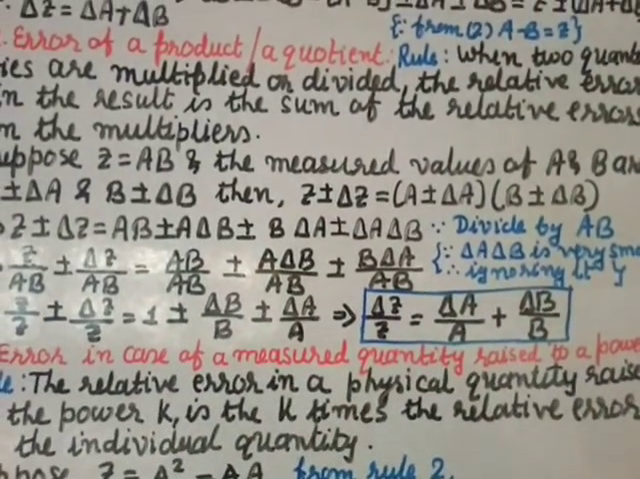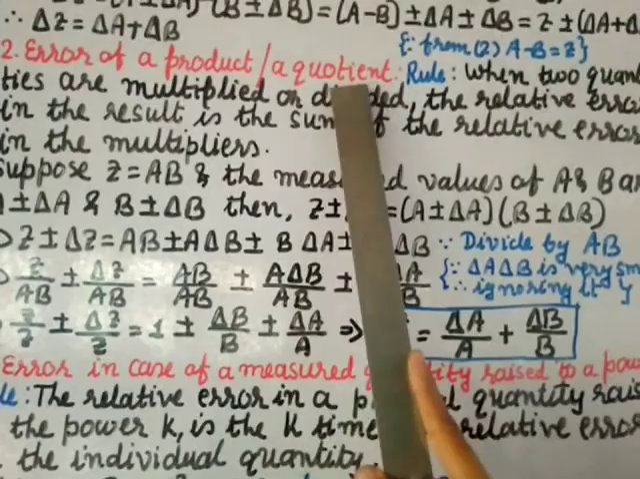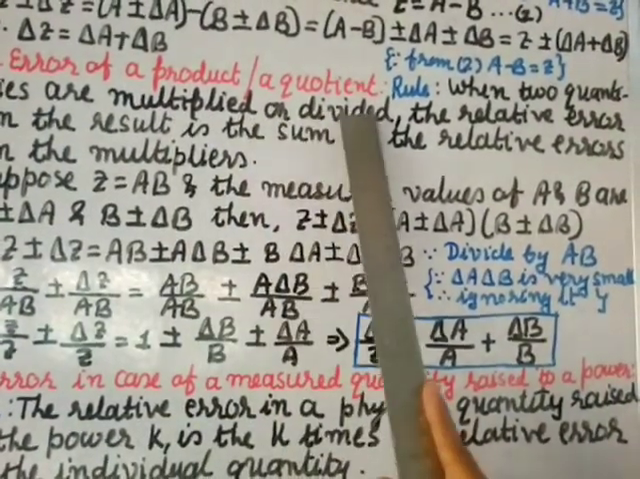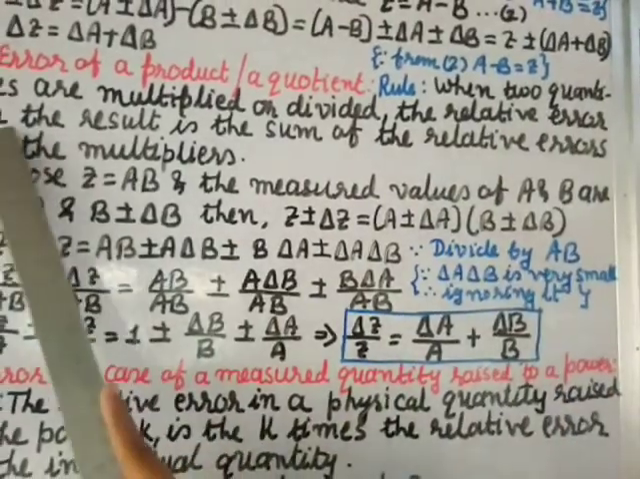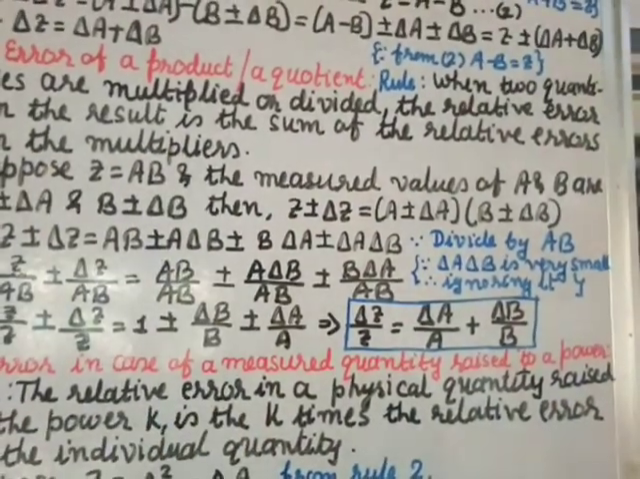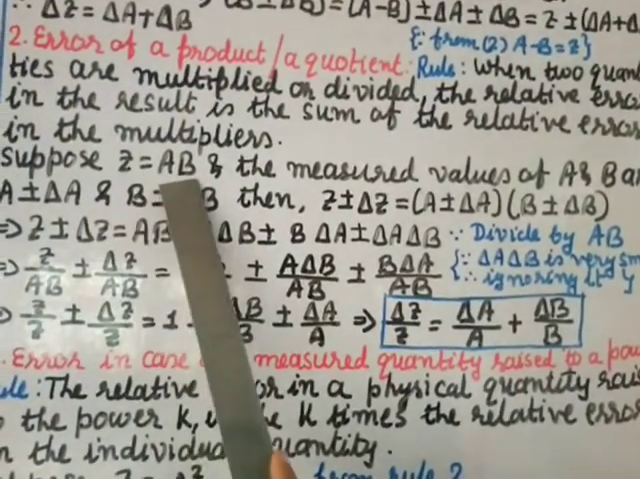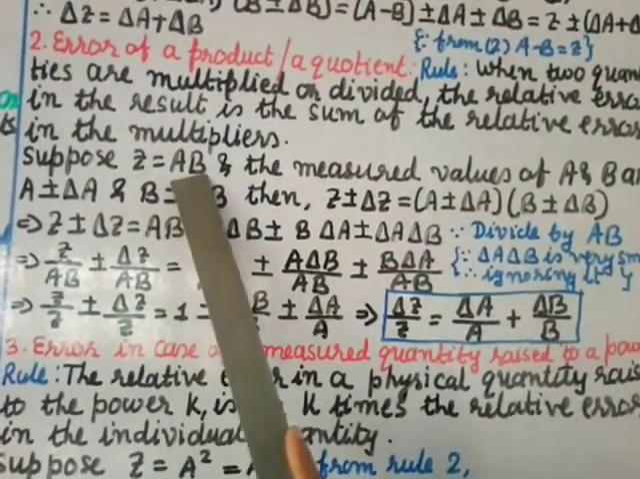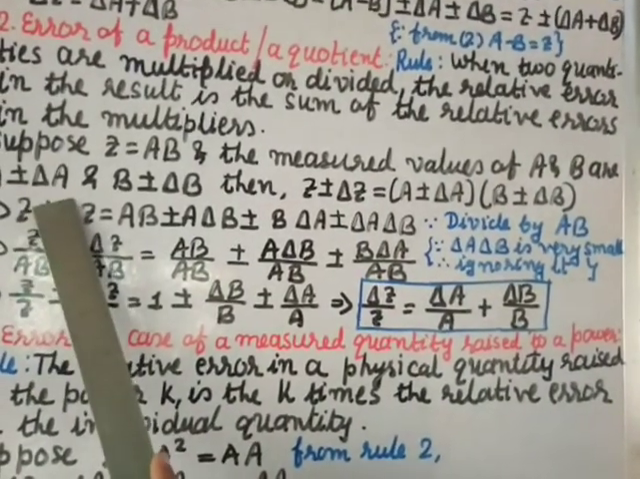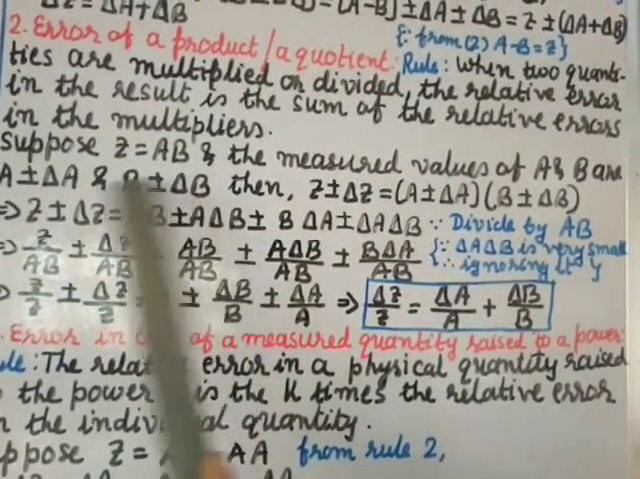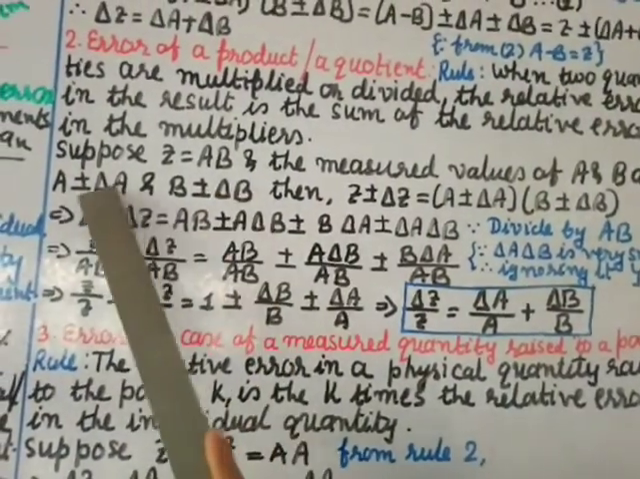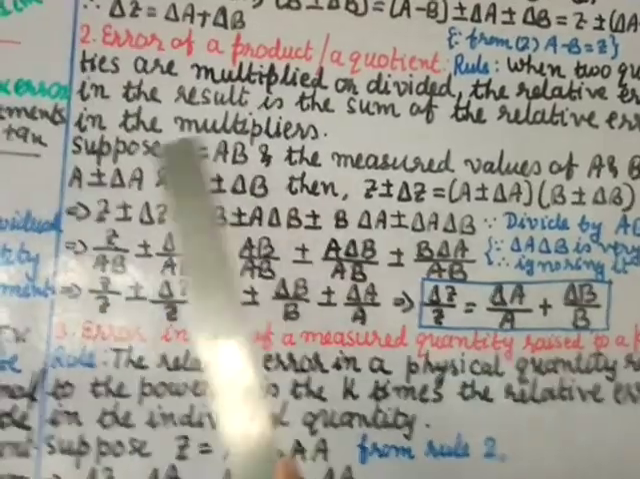Number 2, error of a product or a quotient. The rule is, when two quantities are multiplied or divided, the relative error in the result is the sum of the relative errors in the multipliers. Suppose Z is equal to AB. The product is there, and the measured values of A and B are A plus or minus delta A and B plus or minus delta B, where delta A and delta B are the errors.